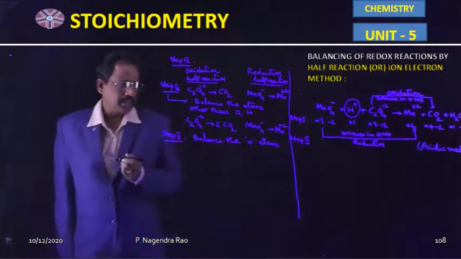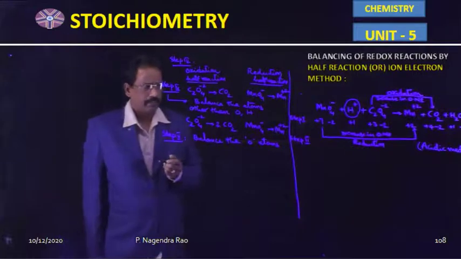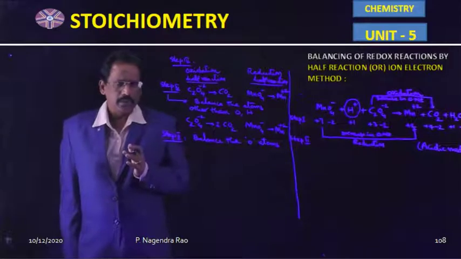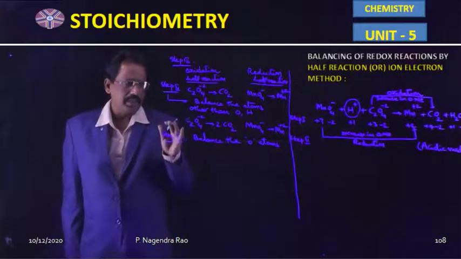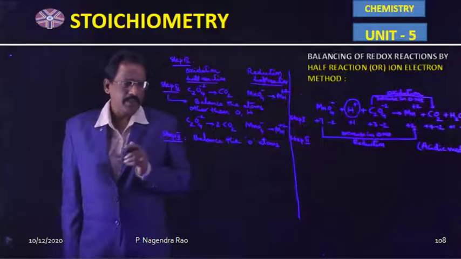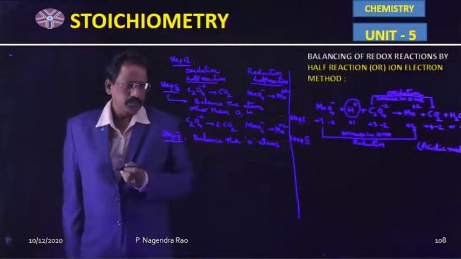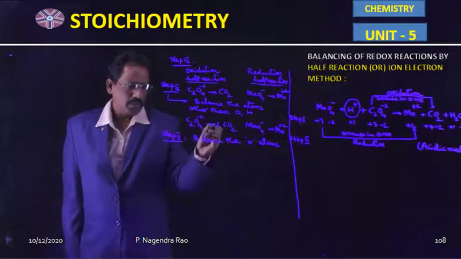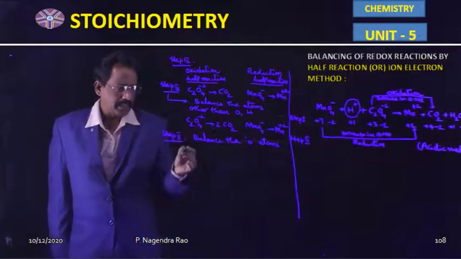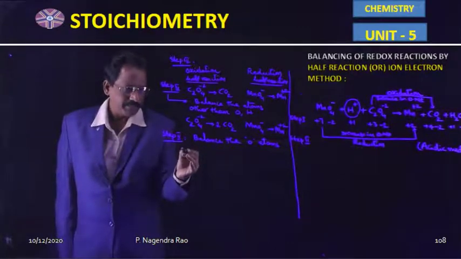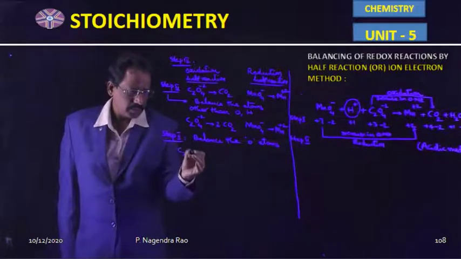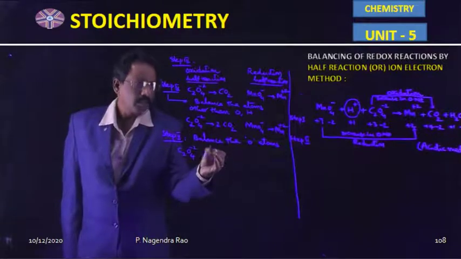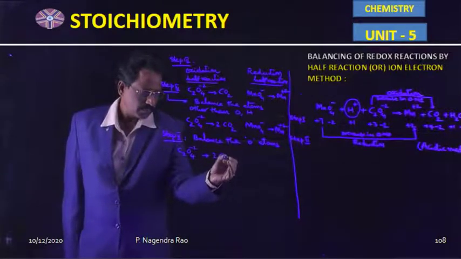To balance the oxygen atoms in acidic medium, add the required number of H2O molecules to the side deficient in oxygen atoms. In this example, the number of oxygen atoms is 4 on the left, and 2 into 2, 4 on the right. So already balanced. So copy the same equation. C2O4 minus 2 is oxidized to 2CO2.